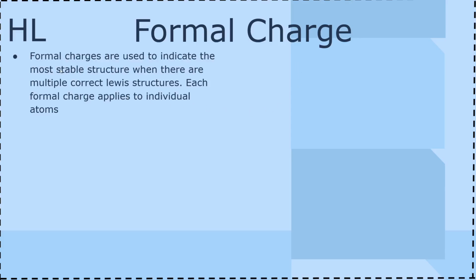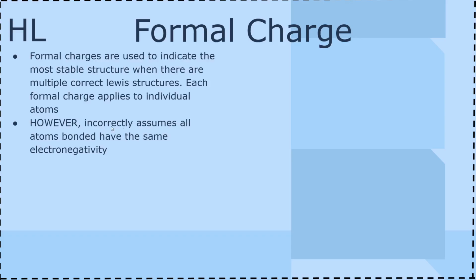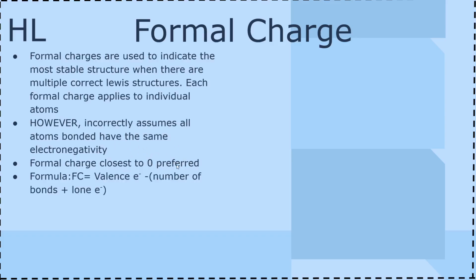Formal charges are used to indicate the most stable structure when there are multiple correct Lewis structures. Each formal charge applies to individual atoms. However, formal charge incorrectly assumes all bonded atoms have the same electronegativity, but they help us determine which structure is going to be most stable and therefore most favored. Formal charge close to 0 is preferred by the structure, and there's a formula for formal charge. In case you forgot, it's going to be valence electrons minus the number of bonds plus the lone electrons of that atom.